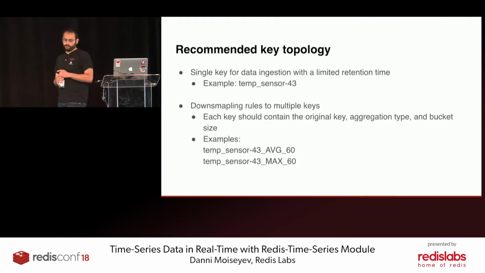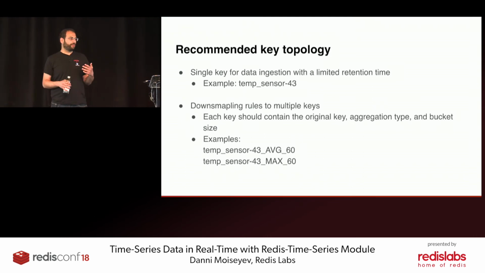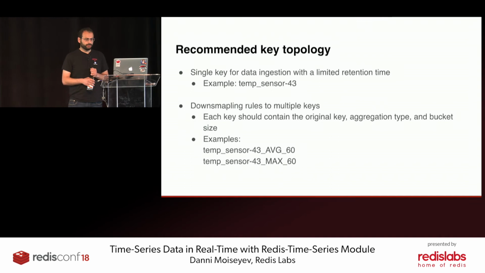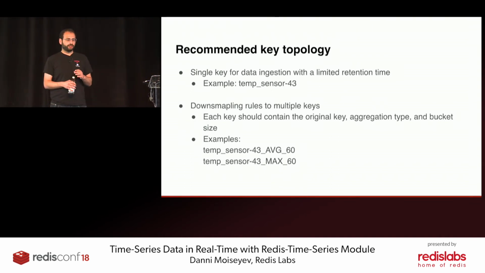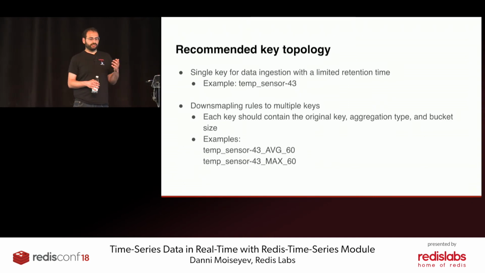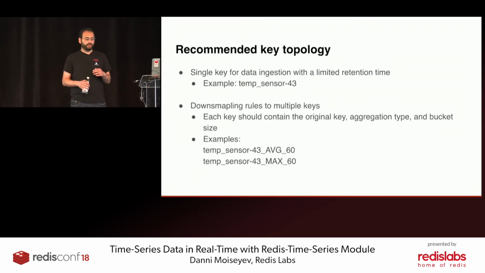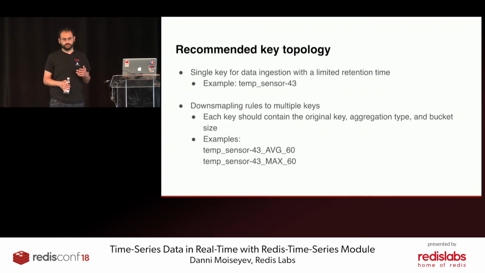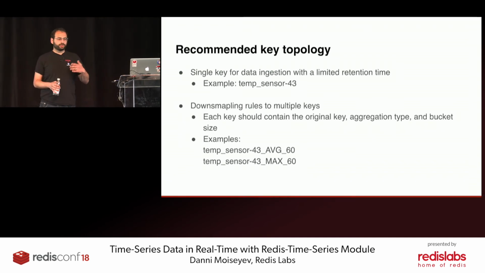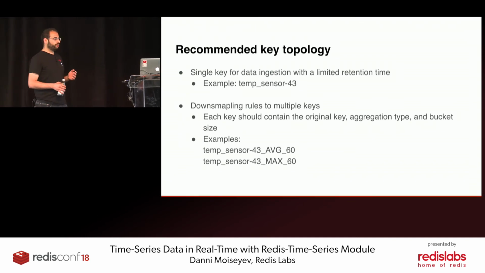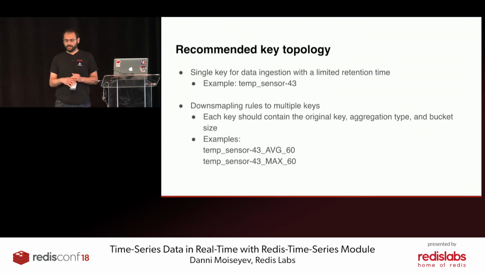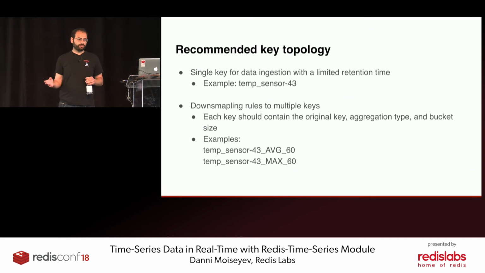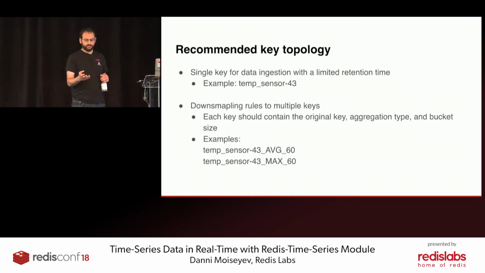Okay, so what is the recommended key topology when you use time series? What I suggest is for you to use the key name as your identification. For example, in here we have temperature sensors, and we have multiple of them. So you probably want to use some kind of identification inside your keys. You're going to use temp sensor, -43. That's the identification of the sensor.